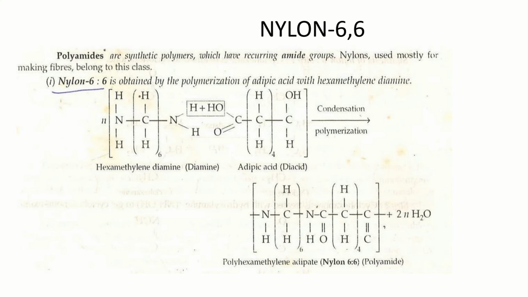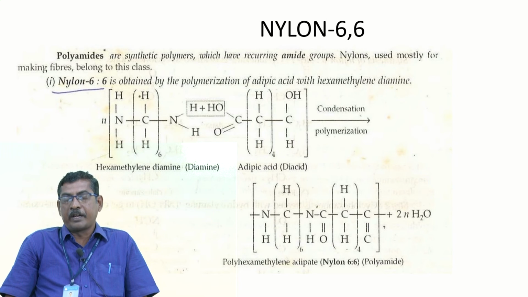The next important polymer is called nylon 6,6. Nylon 6,6 is formed by condensation polymerization. It is synthesized from two monomers: one monomer is called hexamethylene diamine and the other is called adipic acid. N molecules of hexamethylene diamine and N molecules of adipic acid undergo polymerization, using a catalyst, temperature and pressure, to form nylon 6,6.